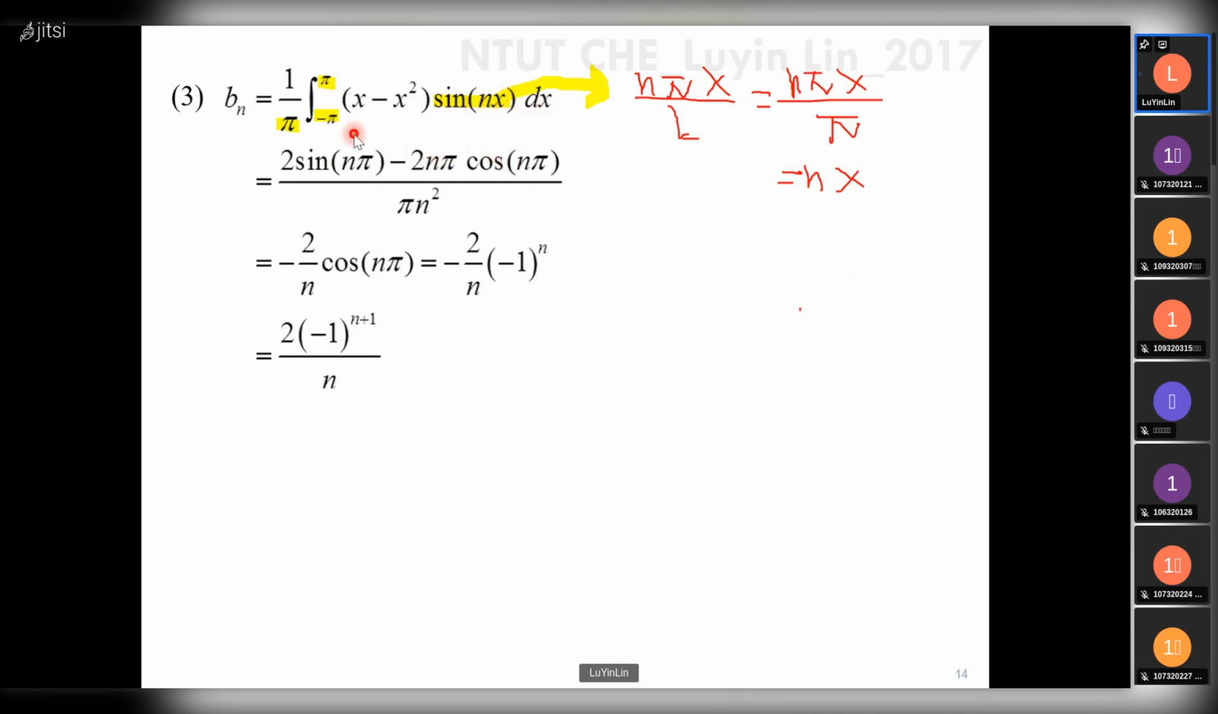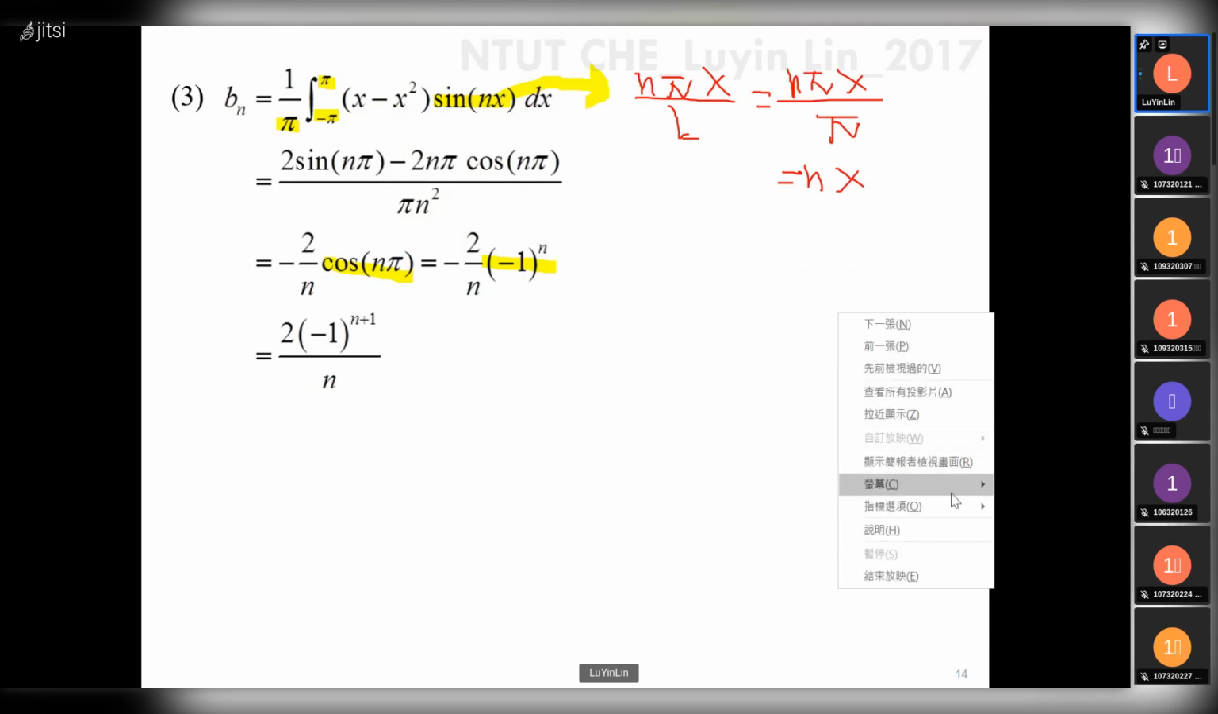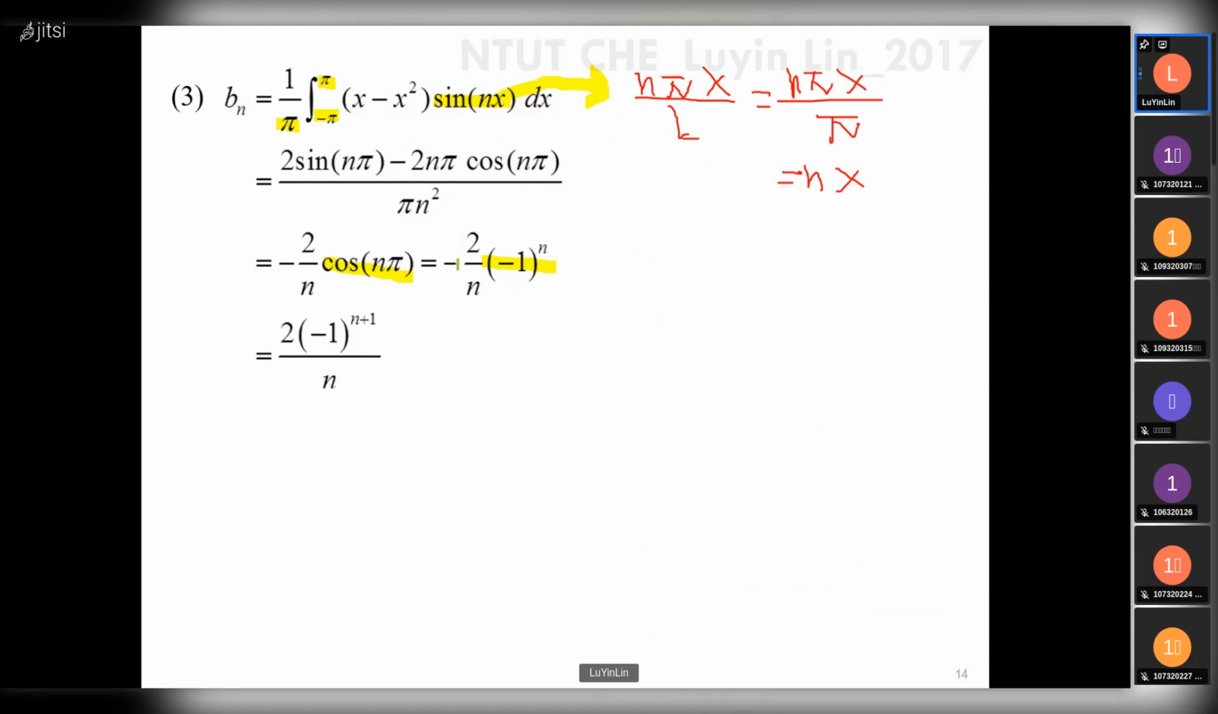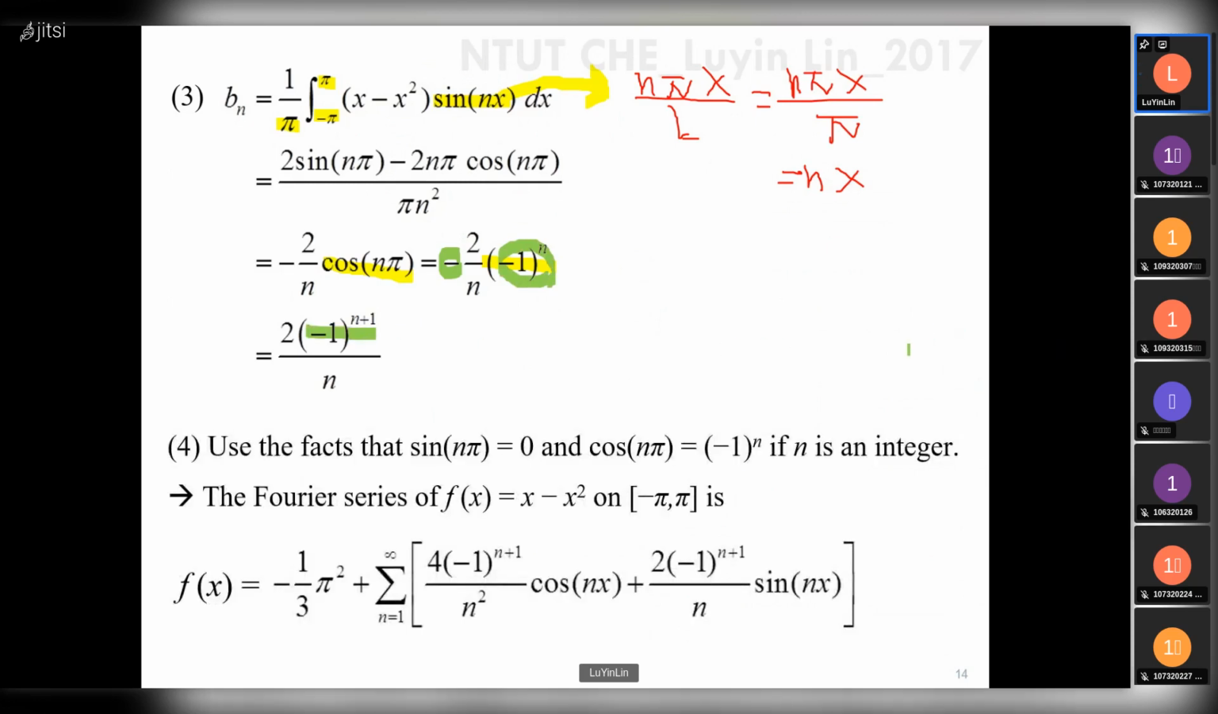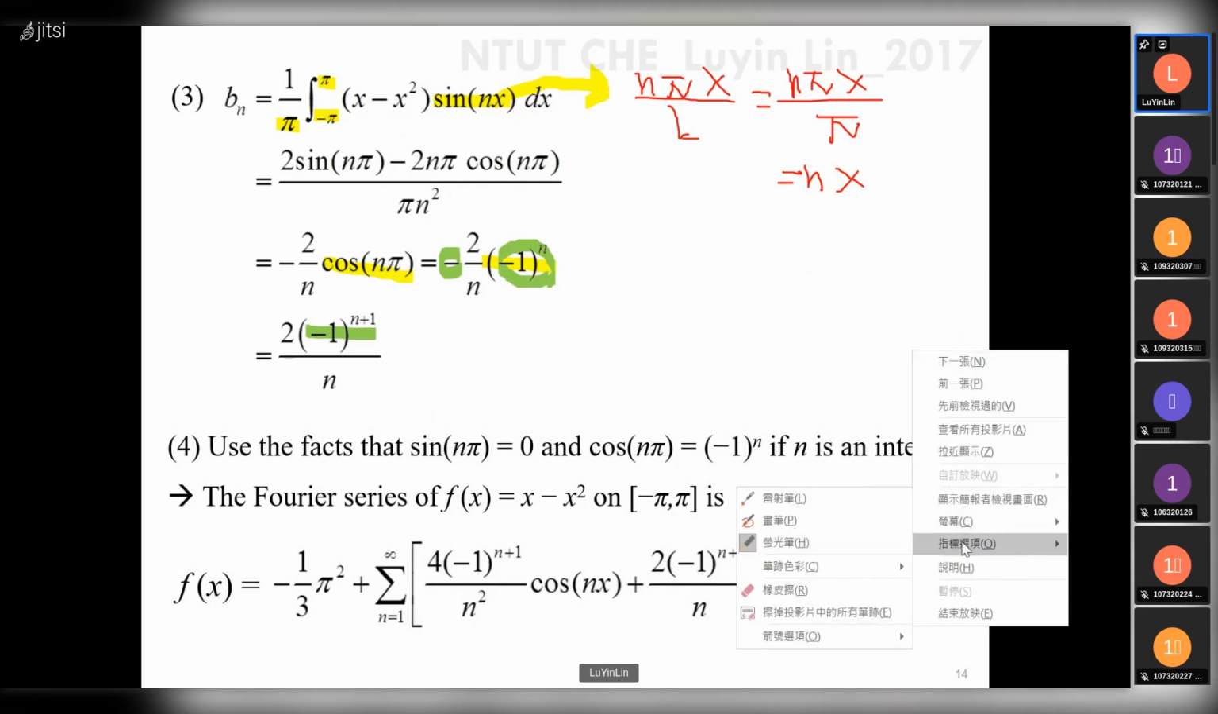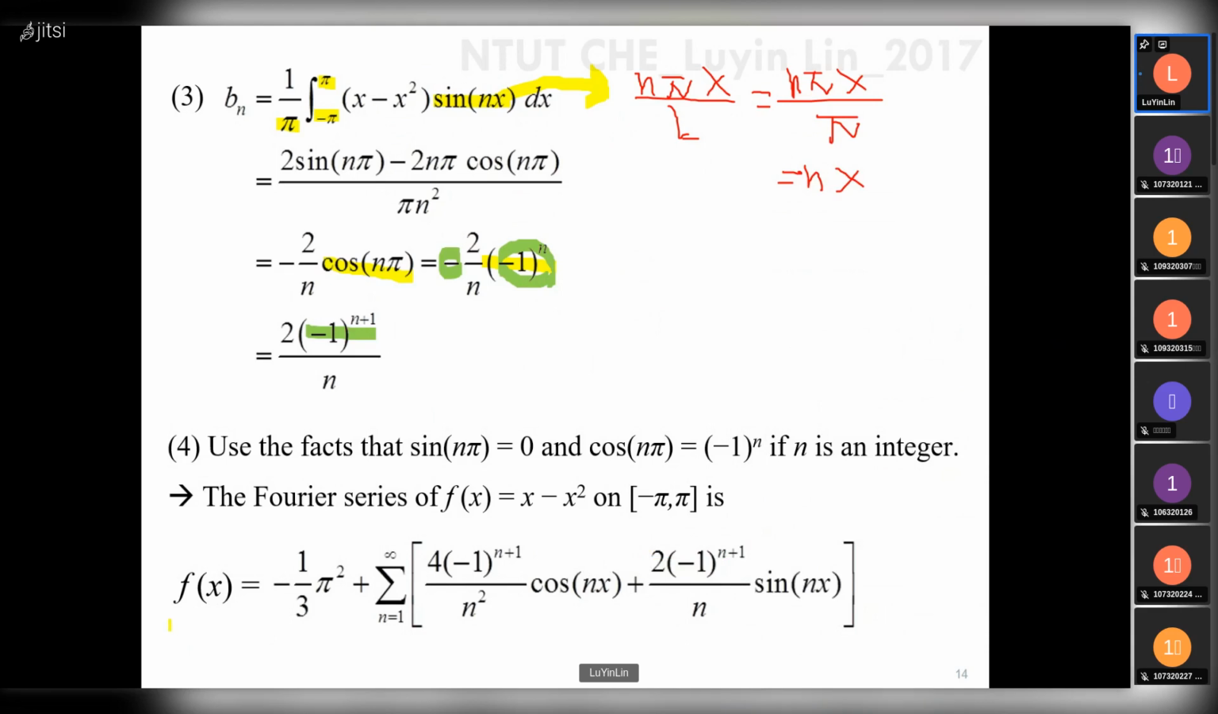So you can do integration by parts again: x sine and x squared sine. You can get this term. After you rearrange, you have this one. Again, cosine n pi is equal to minus 1 to the power n. And then you can combine this one and this one, you have this one. So please give the final answer. Not only show the three coefficients, please give me the final answer here.